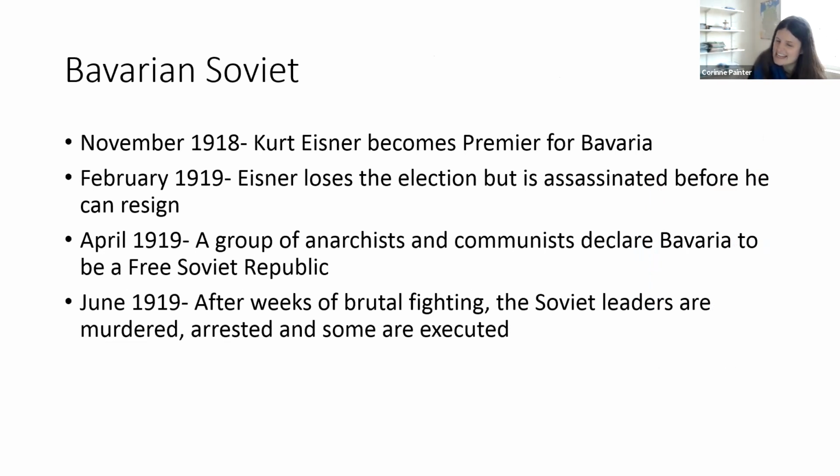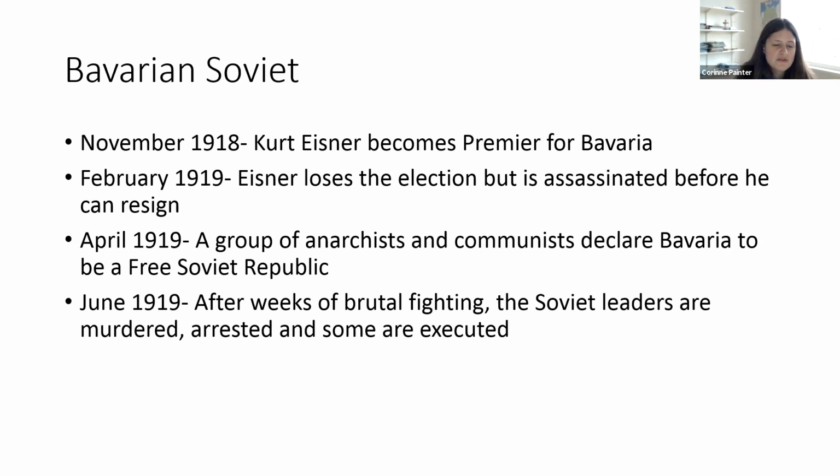So what happens next? So this leads us into 1919. So in November 1918, so after the sort of revolutionary phase that Hilda Kramer talked about, her first act of the revolution, Kurt Eisner becomes the premier for Bavaria. In February 1919, there are elections in Germany. He loses, but he's then assassinated by an anti-Semite before he's able to resign.